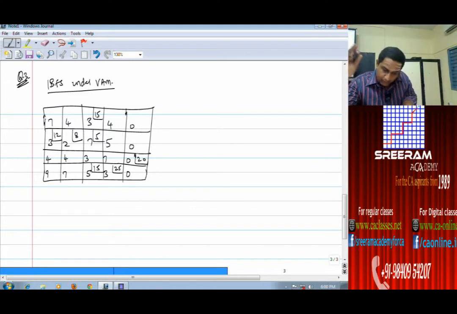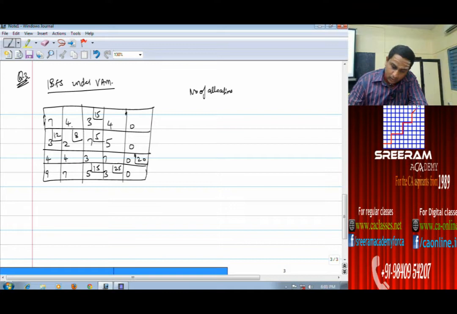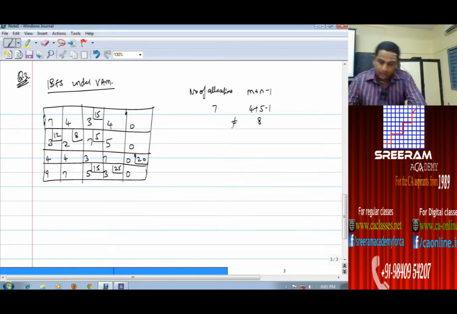First one: 15, 20 plus 8, 25, 20, 40. Column wise: 12, 8, 15, 20, 35, 25, 20, 4. Now, number of allocations: 1, 2, 3, 4, 5, 6, 7. It should be m plus n minus 1: 4 rows, 5 columns, minus 1, 9 minus 1, which is 8. It is not equal. Check it up. Do you have only 7 in your solution?